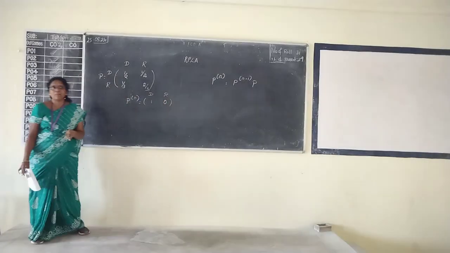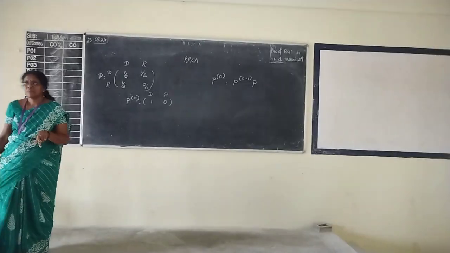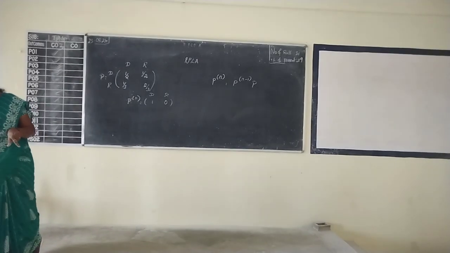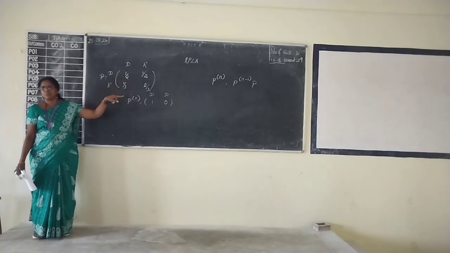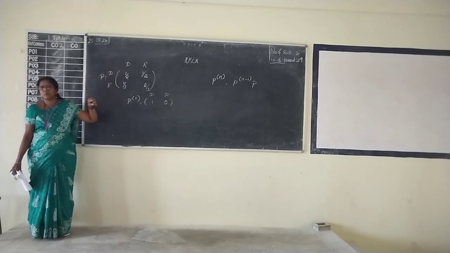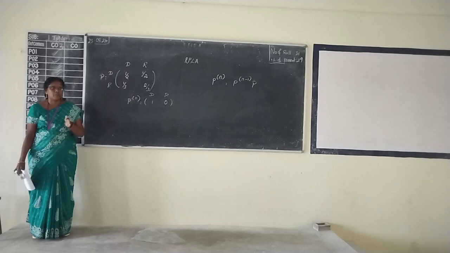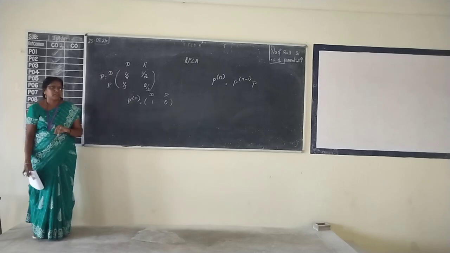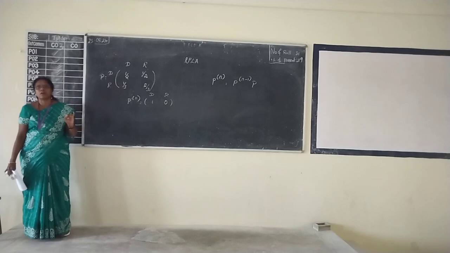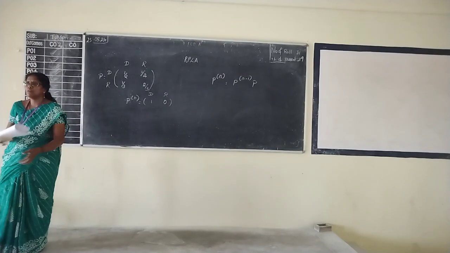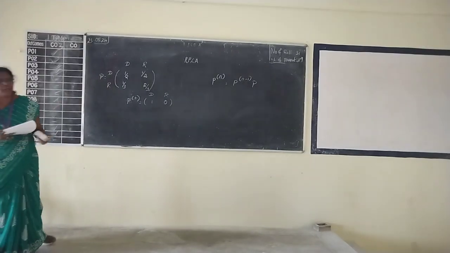Then what we discuss is that everything is one step at a time. First you have to find P2, then using P2 only you can find P3. We go one step at a time. We are not jumping to the nth step directly. So to find P3, first you should find P2.